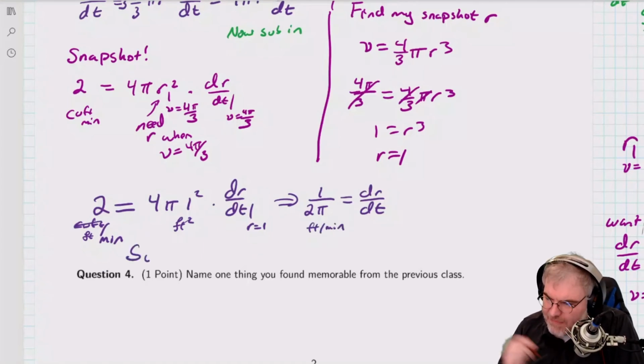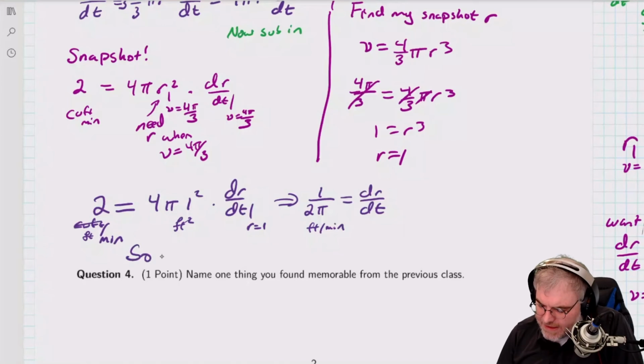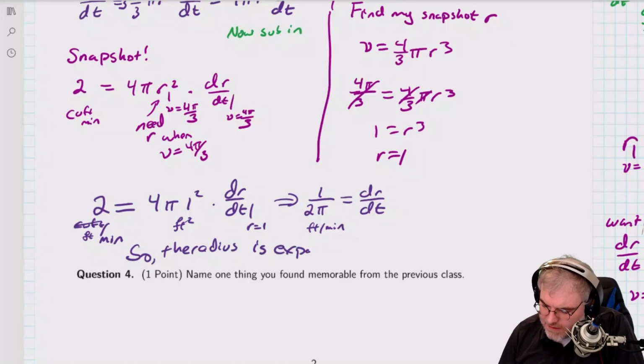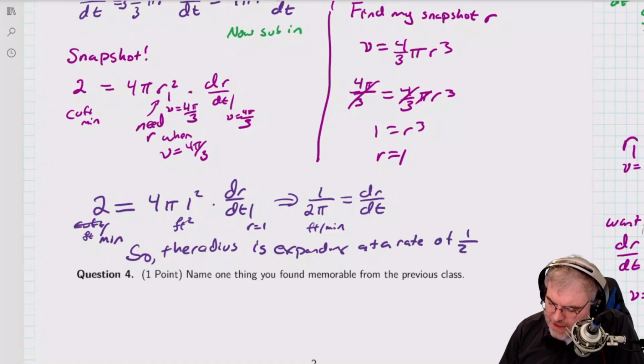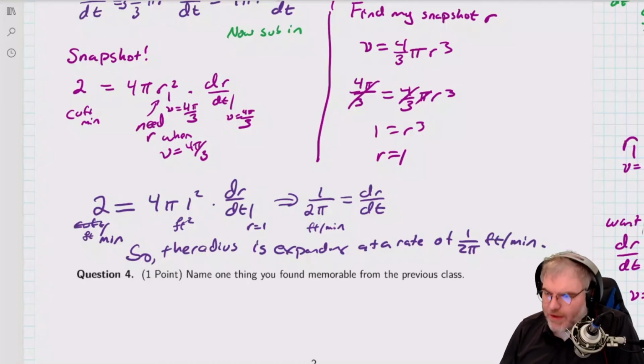And then I write my statement, right? The radius is expanding at a rate of 1 over 2 pi feet per minute. Okay.